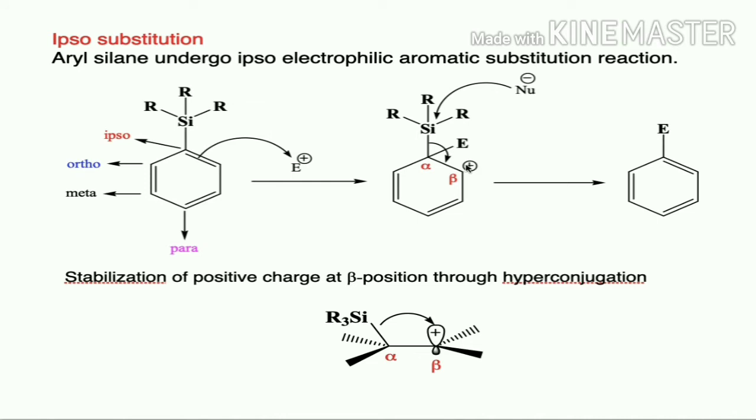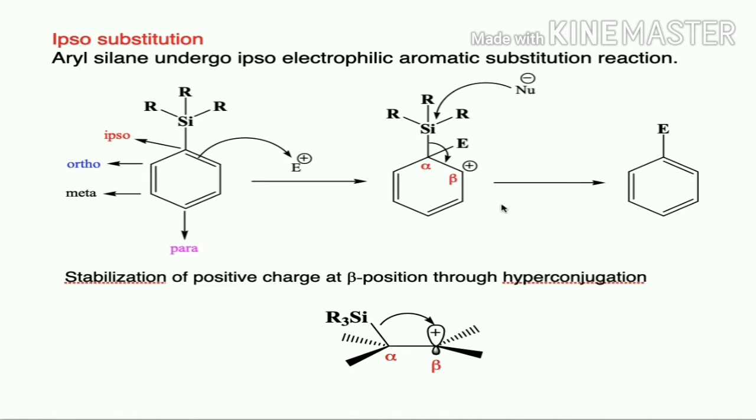Means the vinylic substituent which is present will be replaced by an electrophile. So that is known as ipso substitution. Means this is the vinylic substituent, that is trialkyl silane, which is attached directly to the aryl ring. This will get substituted by an electrophile. So such kind of electrophilic aromatic substitution reaction is known as ipso substitution reaction.